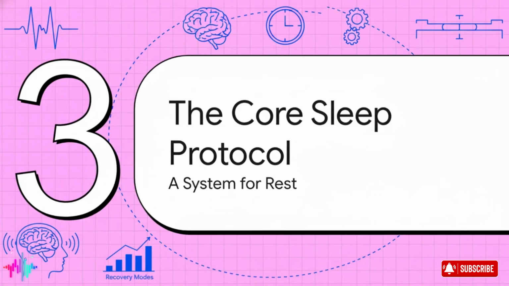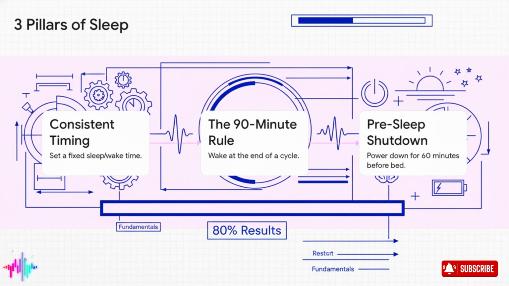All right, enough theory. Let's move to application. Based on the science we've just covered, we can now construct a core protocol, and it's designed specifically to maximize our time in those critical deep and REM sleep stages. The entire system is built on these three, let's call them non-negotiable pillars. Look, if you execute on just these fundamentals consistently, you're going to get 80% of your results right there. So let's break them down.